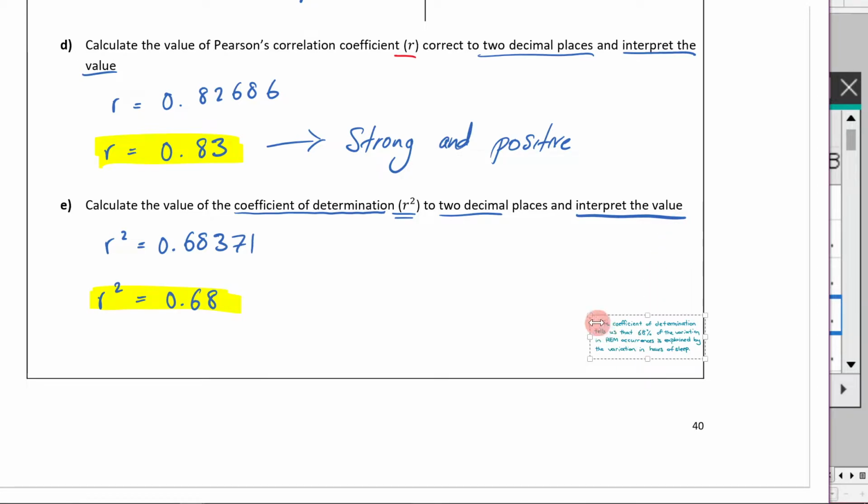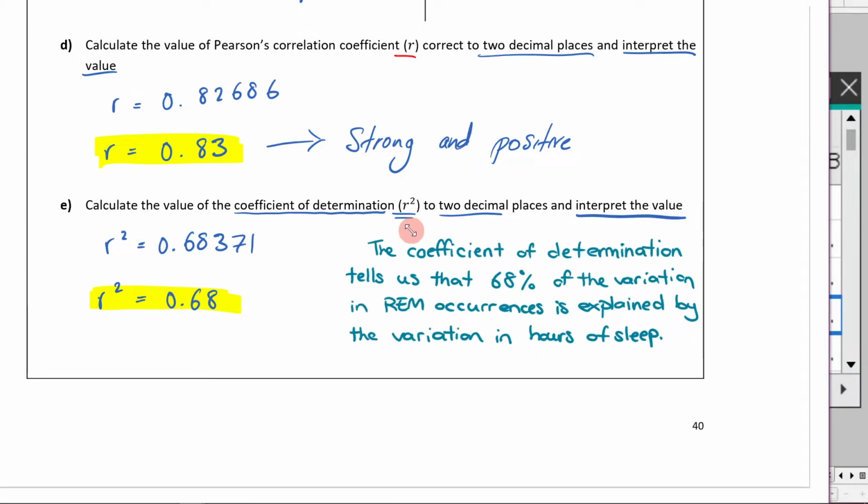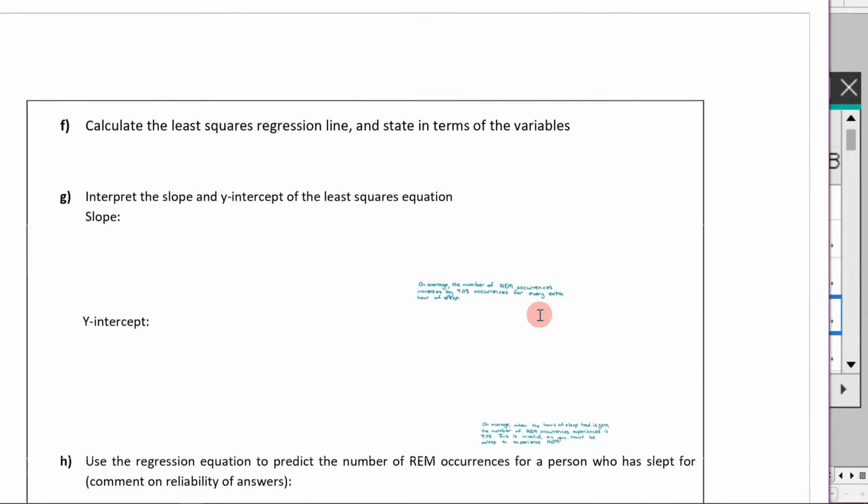Here is an explanation that I wrote previously. It says the coefficient of determination tells us that 68% of the variation in REM occurrences is explained by the variation in hours of sleep. So remember, 0.68 is the same as 68%. And when you're writing your explanation, you want to say it as a percentage. So that is going to be your answer there. Make sure you pause the video and you're writing down everything that you need to, but I'm going to continue on so this video doesn't get too long.